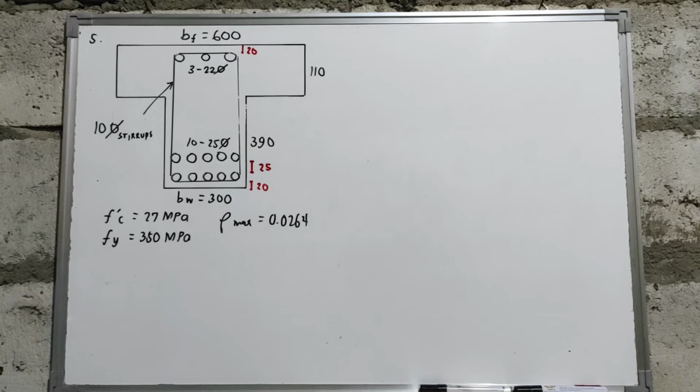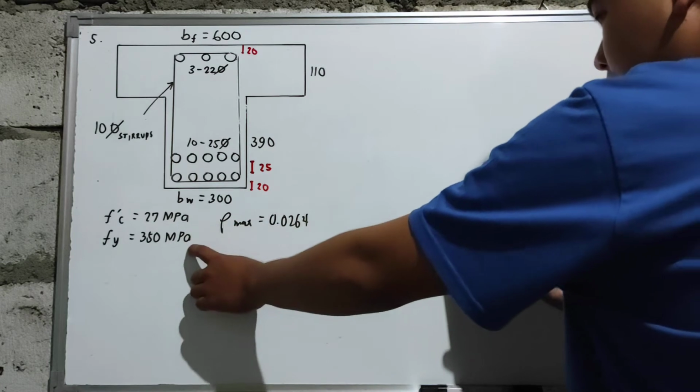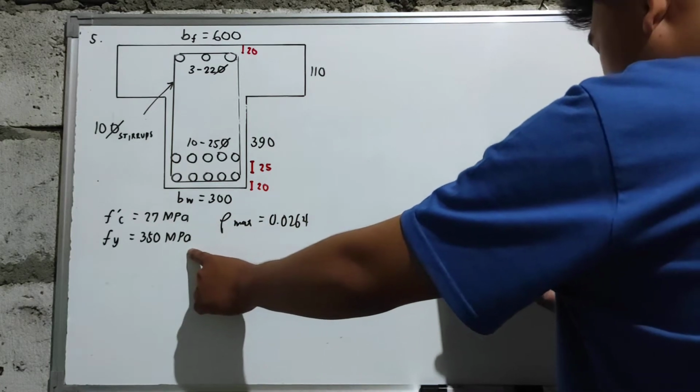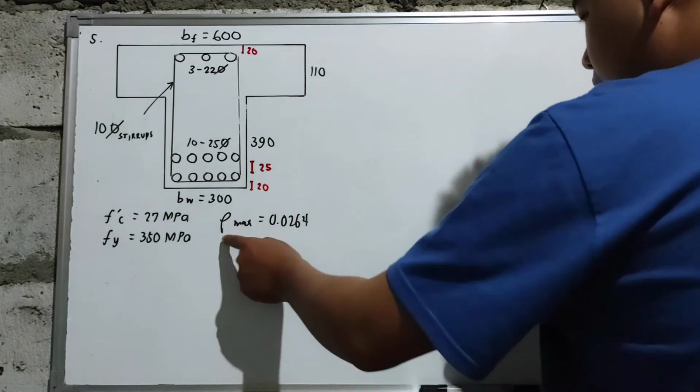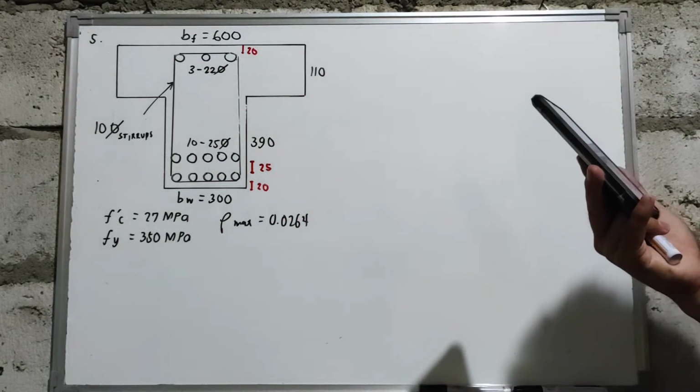Let us now discuss problem number 5. Compute the flexural strength of the T-beam shown below. Use f'c equal to 27 MPa, fy equal to 350 MPa. Assume rho max is equal to 0.0264.